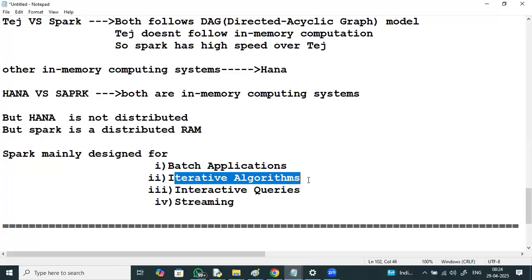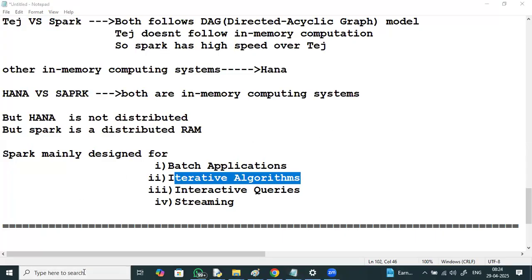Iterative algorithms: generally we talk about data analytics related algorithms, ML algorithms. Whenever you apply any algorithm on the data, you get some errors. Predictive algorithms won't predict things exactly; there may be some error. Again you adjust the coefficient and apply it again, and the error will be a little less than the previous one. Very simple, right? Iterative algorithms.